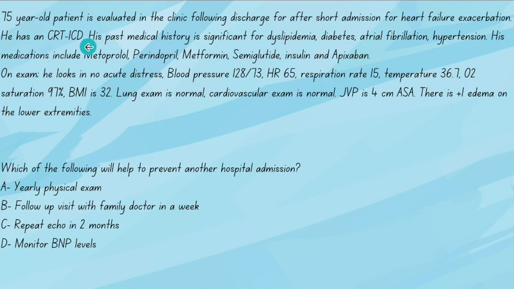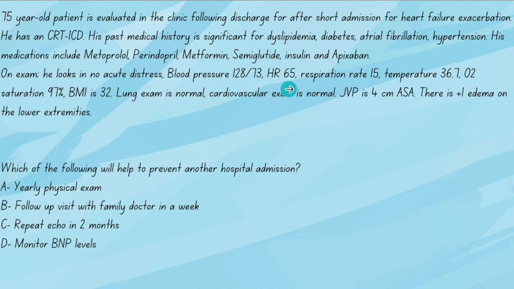His past medical history is significant for dyslipidemia, diabetes, atrial fibrillation, and hypertension. His medications include metoprolol, perindopril, metformin, semaglutide, insulin, and apixaban. We examine him. He looks in no acute distress. Blood pressure is normal. Heart rate is 65.